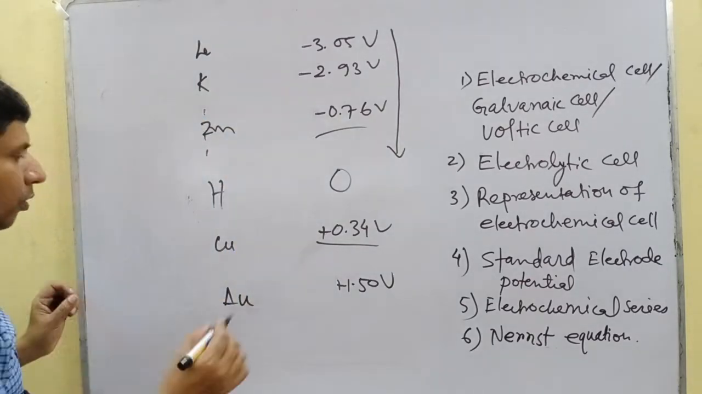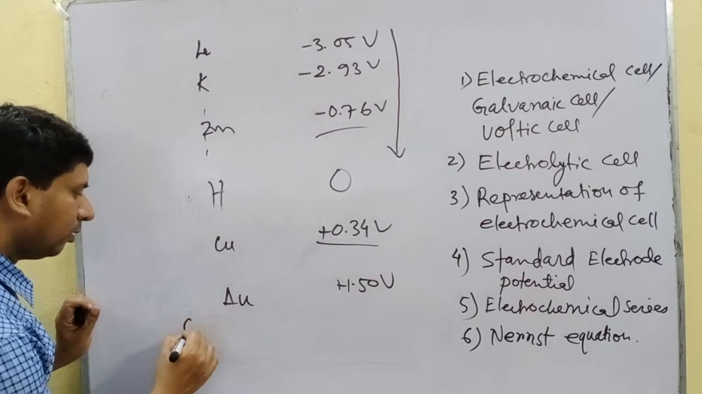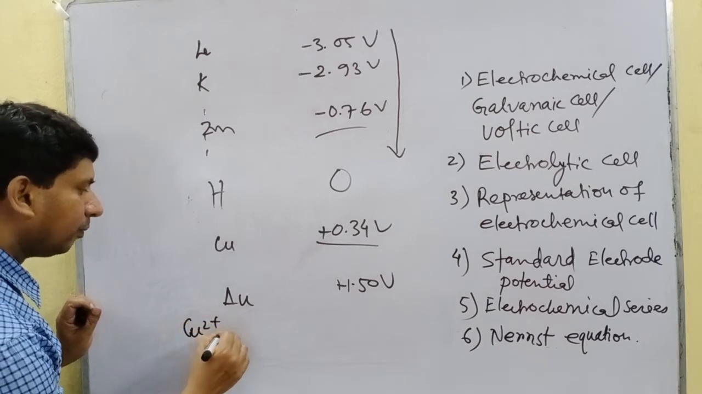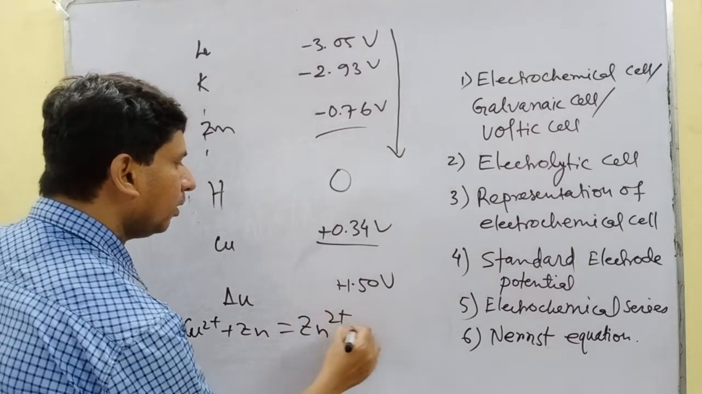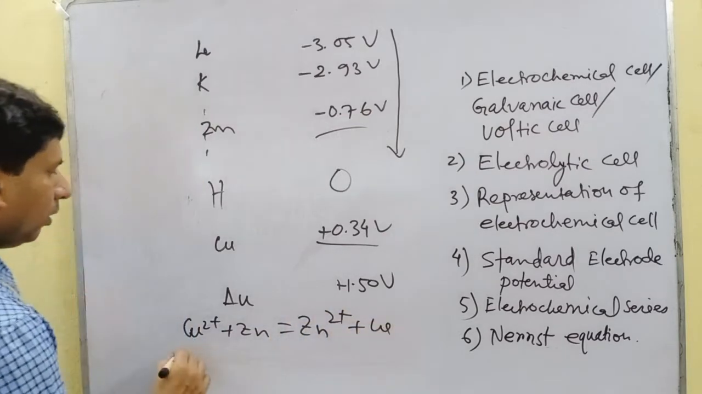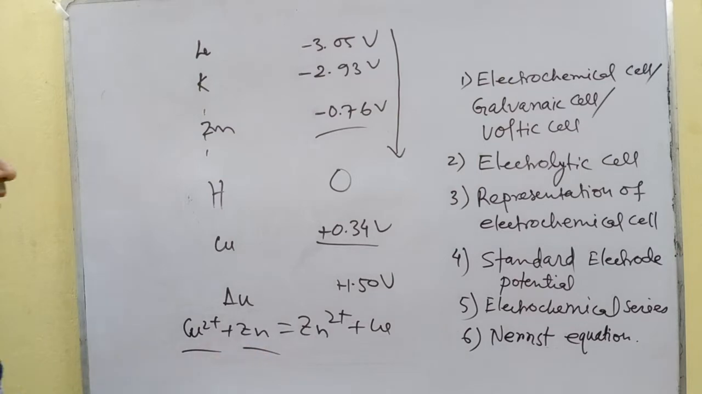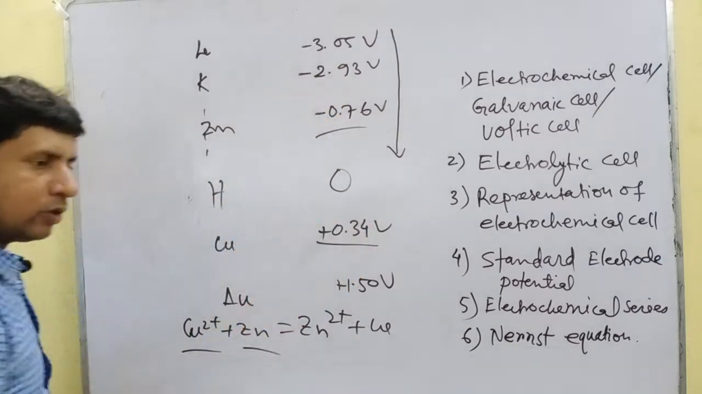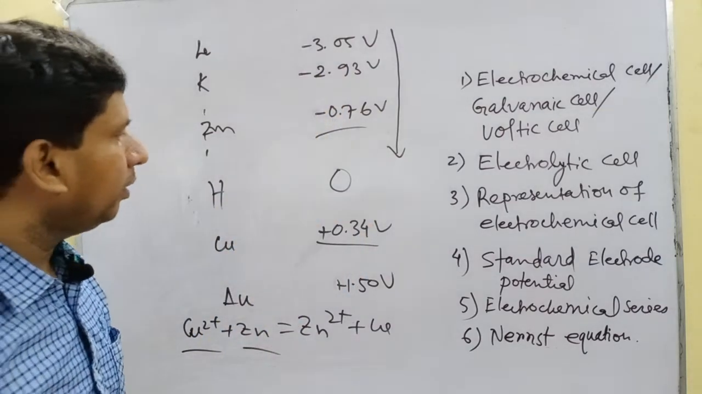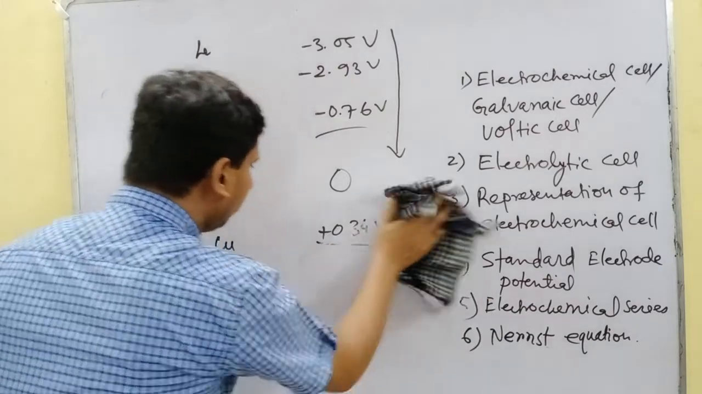For this reason we write copper 2 plus plus zinc equals zinc 2 plus plus copper. So between copper and zinc the reaction occurs in this way. That means zinc will oxidize and copper will reduce. A very important part of oxidation reduction reactions.